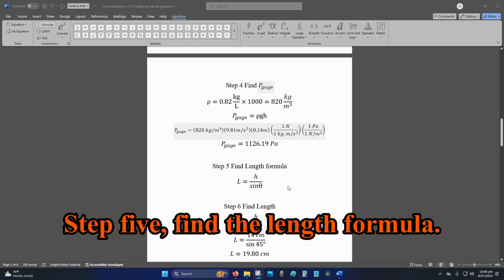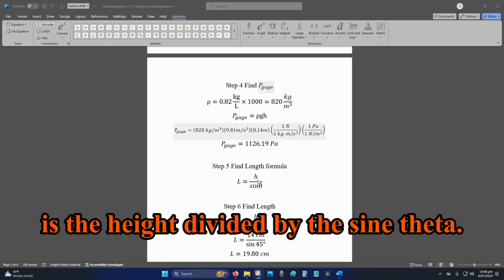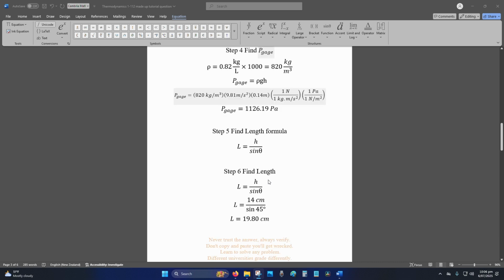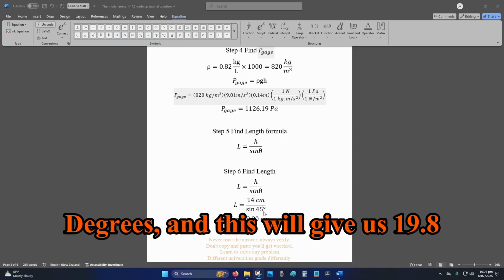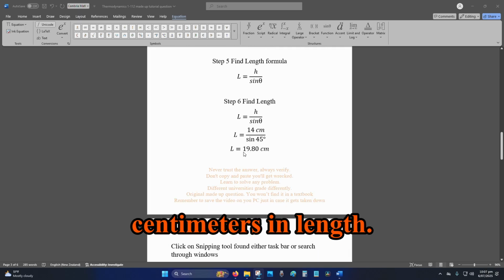Step 5, find the length formula. So the length formula in this case is the height divided by the sine theta. Step 6, find the length. So 14 centimeters divided by sine 45 degrees, and this will give us 19.8 centimeters in length.